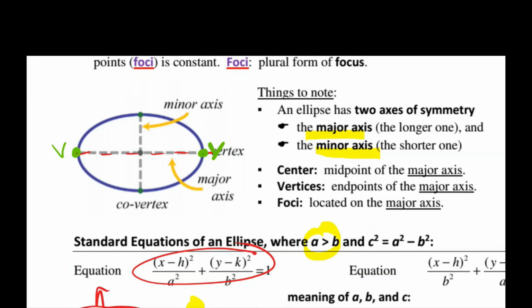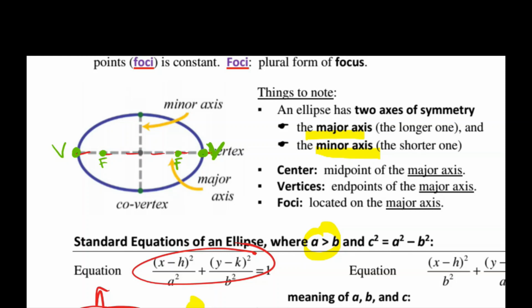Where are the foci? I always say foci incorrectly. The foci, plural form of focus, are along the major axis. They're not labeled in the picture that I found, so I'll just put them right here. Cool. Now, what about the values of a, b, and then c?